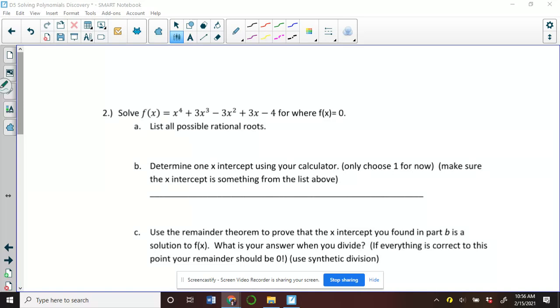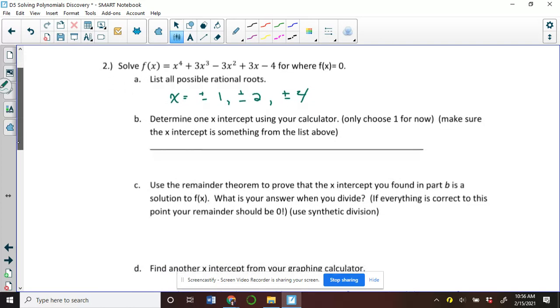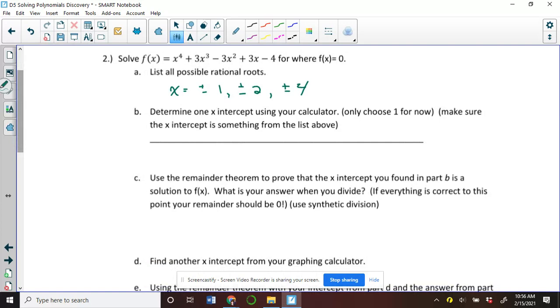The first part is listing our rational roots. So that is factors of p over q again. So that's plus or minus 4 divided by plus or minus 1. And the factors are plus or minus 1, plus or minus 2, and plus or minus 4. From that, we graph or use Desmos, and we find that our zeros are 1 and negative 4.